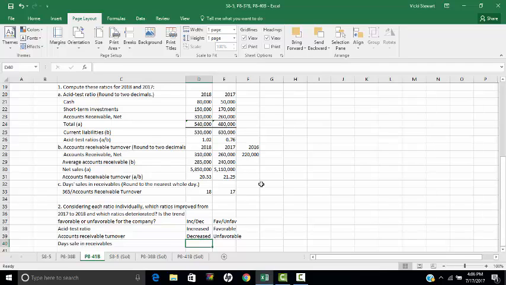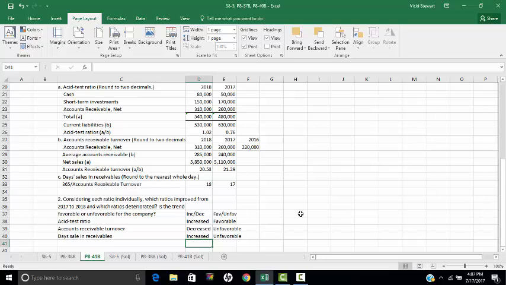Now let's look at our days sales in receivables. We went from 17 days in 2017 to 18 days in 2018. So this ratio has increased. Now, is an increase in this ratio favorable or unfavorable? Well, again, it's going to be unfavorable, and for the same reason that the accounts receivable turnover was unfavorable. The quicker that we can collect that accounts receivable, the quicker we are able to invest that money in new inventory and make more sales. So we actually want to see that ratio be as low as possible. So that is the end of the demonstration for problem 841B.